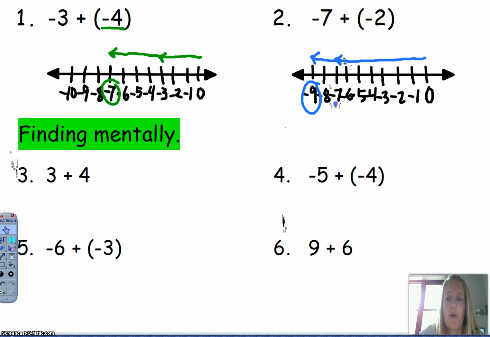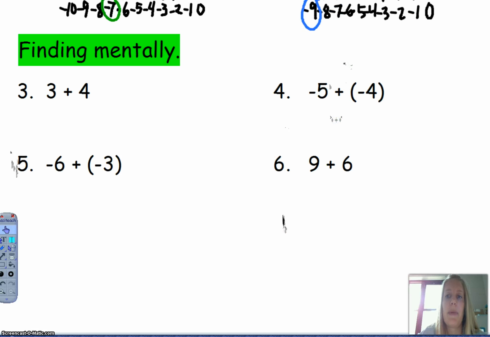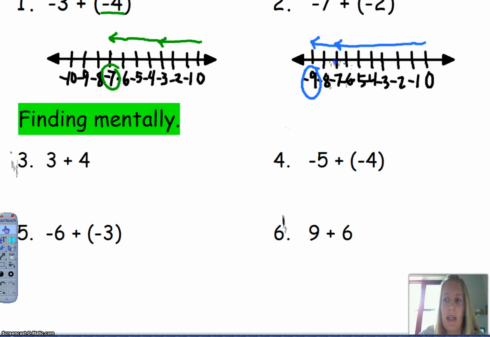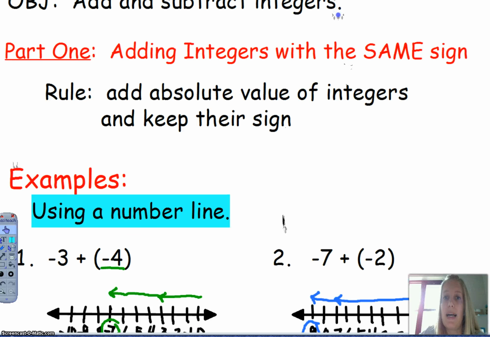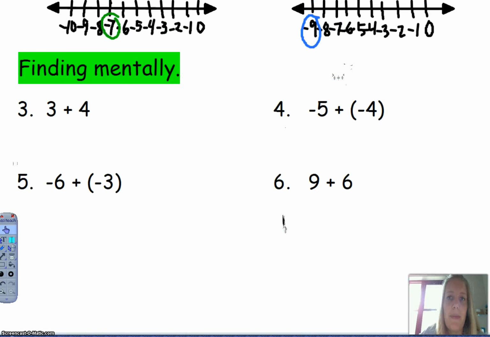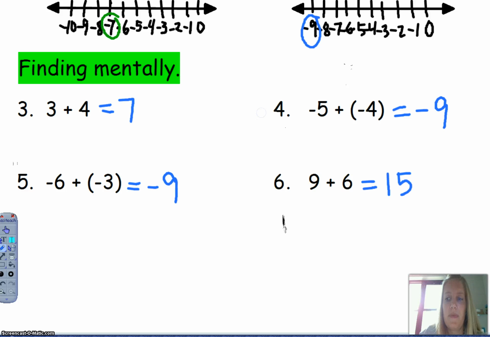Now we're going to do some where I just give you some problems and you should be able to do them mentally. Again, what we're talking about here is that they have the same sign. So basically all you're doing is adding them and keeping their sign. So 3 plus 4, and you know what I would like you to do? Actually, pause me right now. Do these 4 problems and then check to see if you get them right. This one would be 7. This one would be -9, -9, and 15. All right, let's move along.